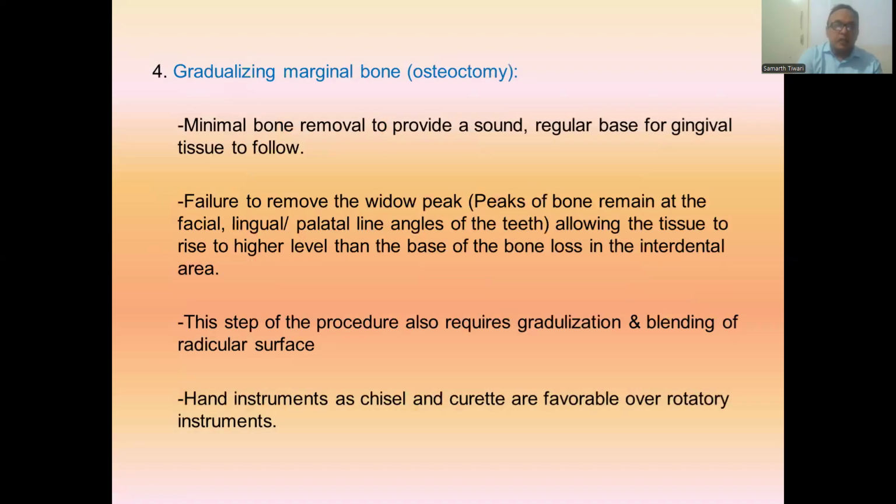then gradualizing marginal bone, which is also an ostectomy procedure. Minimal bone removal to provide a sound, regular base for gingival tissue to follow. Failure to remove the window peak allows the tissue to rise to a higher level than the base of the bone loss in the interdental area. This step of the procedure also requires gradualization and blending of the radicular surface. Hand instruments such as chisel and curette are favorable over rotary instruments.